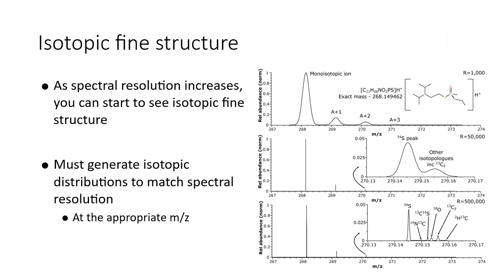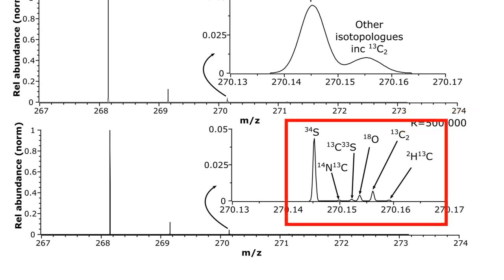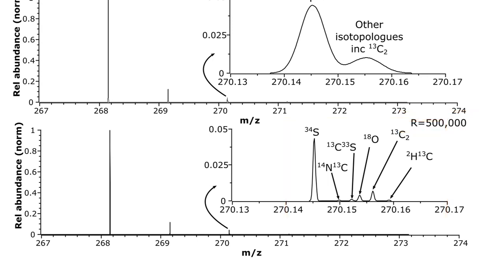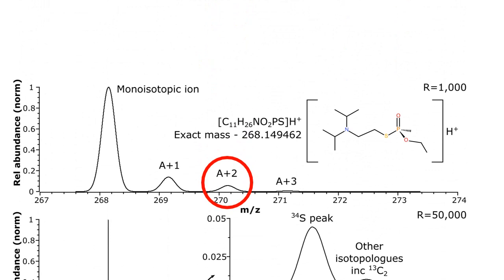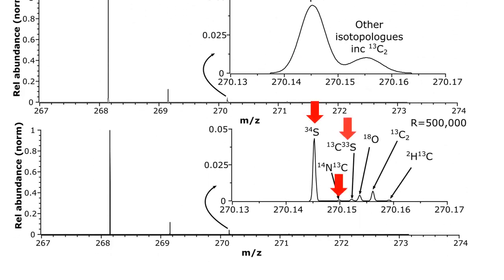And if we were to analyse VX on an even higher performance mass analyzer, such as an Orbitrap or FTICR instrument, at a resolving power of 500,000, then we'd be able to resolve all of the isotopic fine structure in the A+2 peak. So we've gone from only having one detectable peak in the A+2 range up to 1, 2, 3, 4, 5, 6 peaks. And this potentially gives us many more possibilities for confirming proposed formulae.